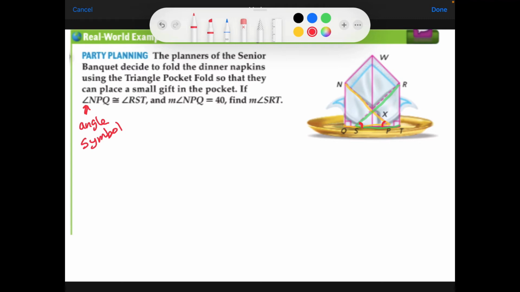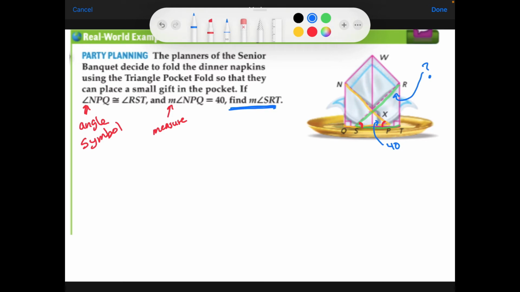Also, it tells us that M stands for the word measure. The measure of angle NPQ is equal to 40. So we can say that the measure of NPQ, that's the yellow one, is equal to 40. They want us to find the measure of angle SRT. That's the measure of this top angle. So that's what we're looking for.